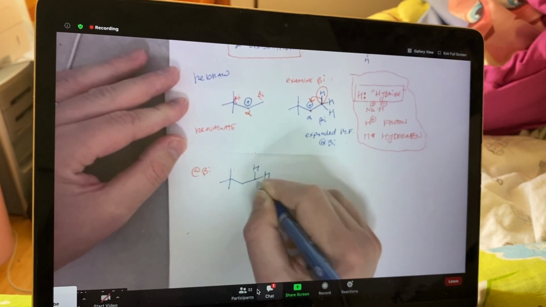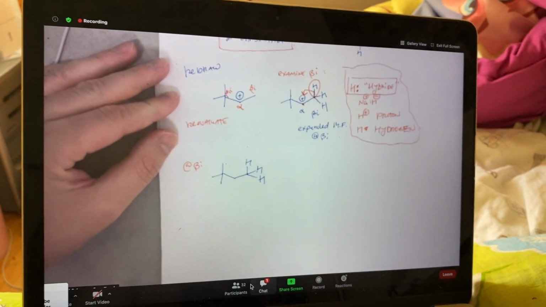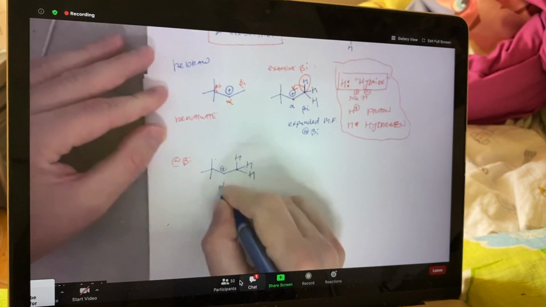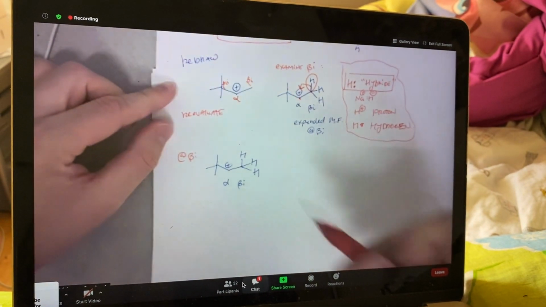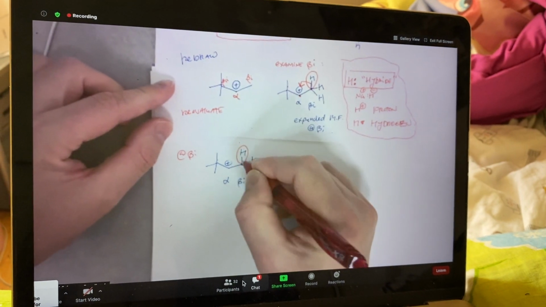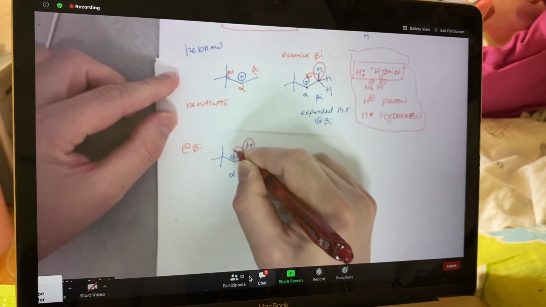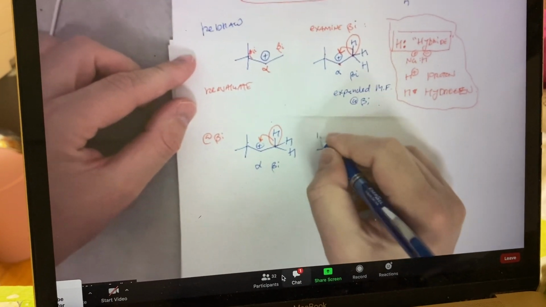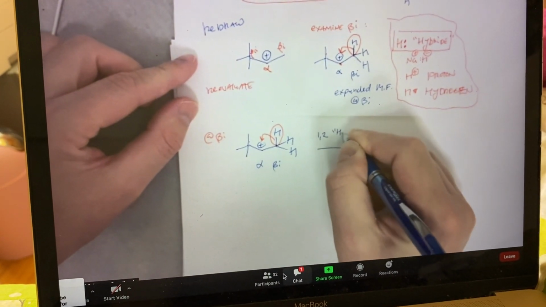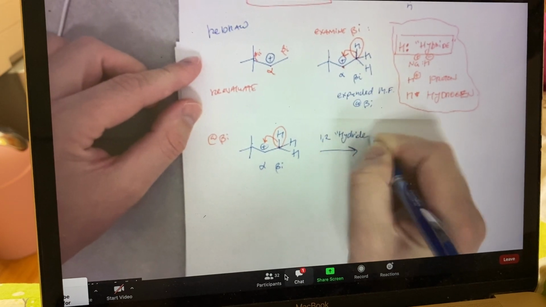I've expanded at the beta 1 position. This is alpha. Beta 1. We have 3 identical hydrides here. I'm just going to circle this whole puppy here. I'm going to move these electrons there. And what this is called is a 1,2 hydride shift.